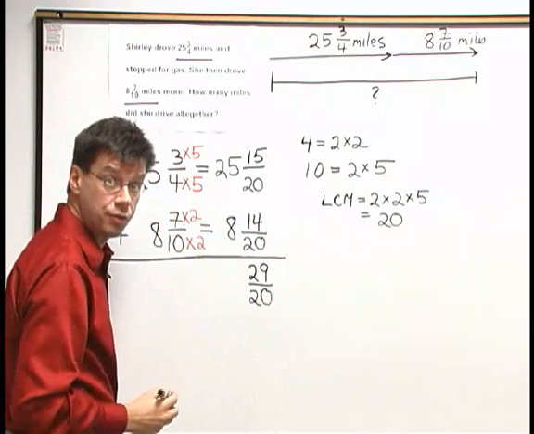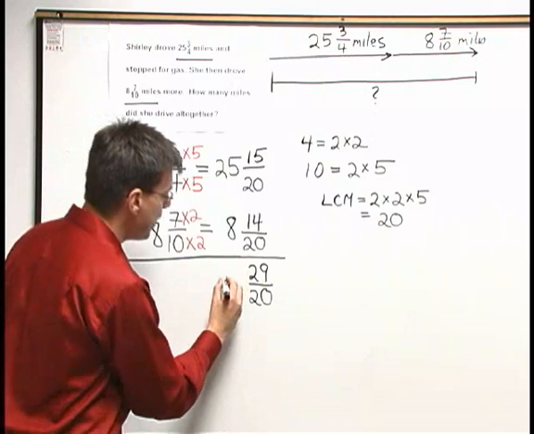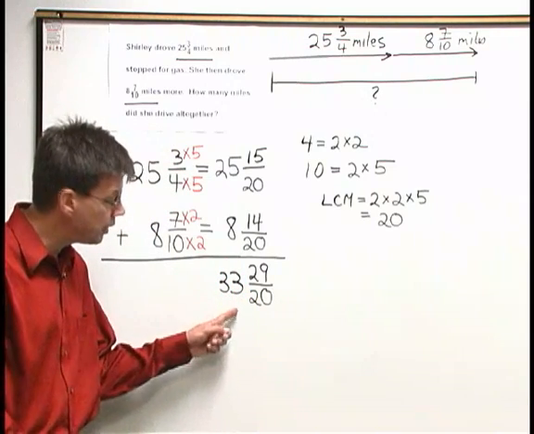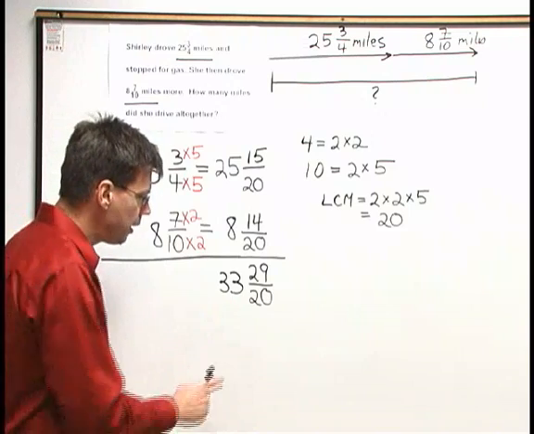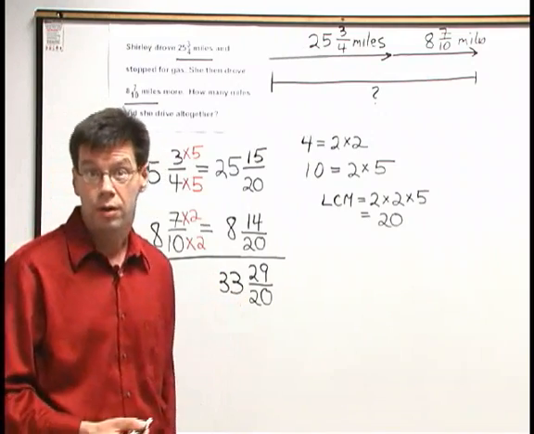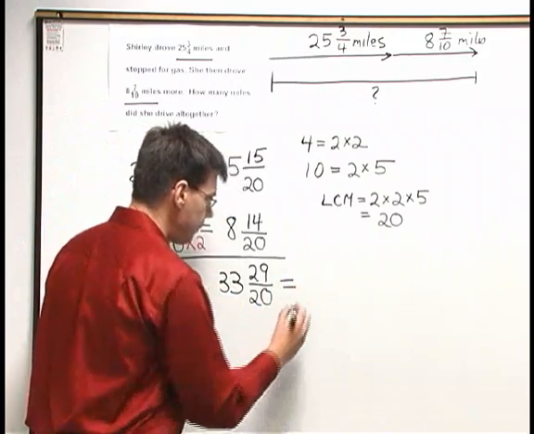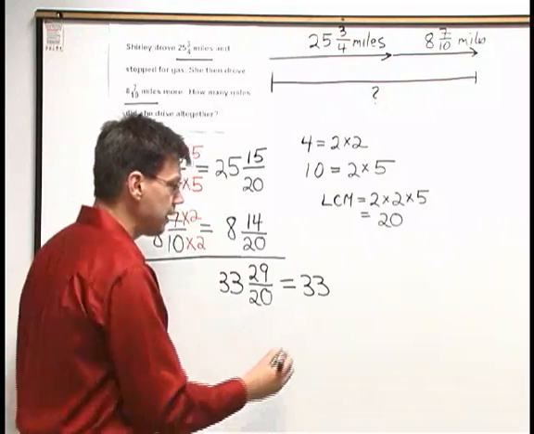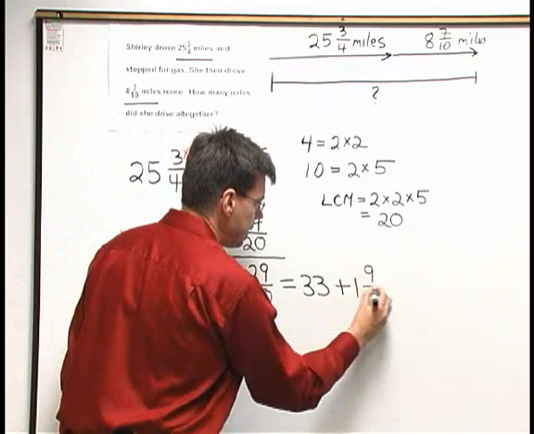The whole number parts, 25 plus 8, is going to be 33. So I have 33 and 29 twentieths. Now, that's not simplified because the numerator, 29, is larger than 20. My fractional part is more than 1 whole. I need to rewrite that. I have 33, and 29 twentieths is the same as 1 and 9 twentieths.